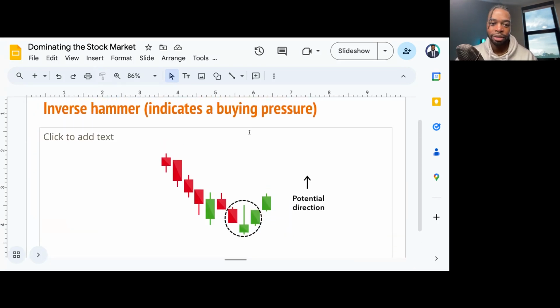All right, let's talk about this. Inverse hammers. An inverse hammer at the bottom of a downtrend indicates buying pressure.